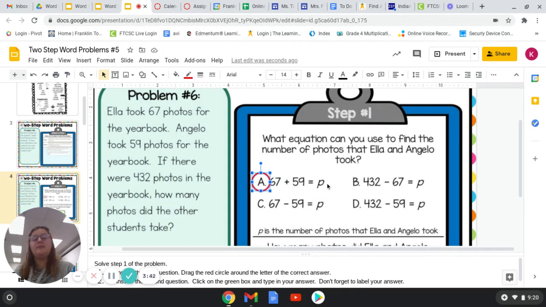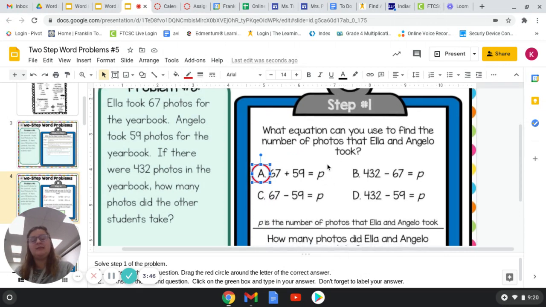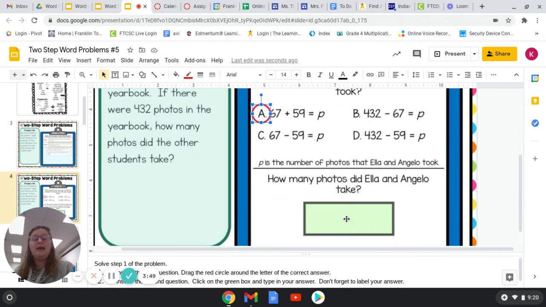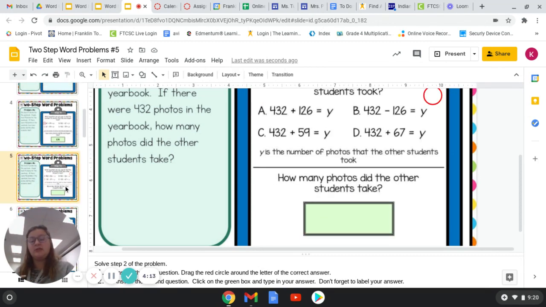So I need to add 67 and 59. And P is the number of photos that they took, because remember, we don't know that answer quite yet. When we add those 2 numbers, we get 126. So altogether, Ella and Angelo took 126 photos. But we're not done, because remember, we're trying to figure out how many photos the other students took. So I'm going to move down to the 3rd slide.